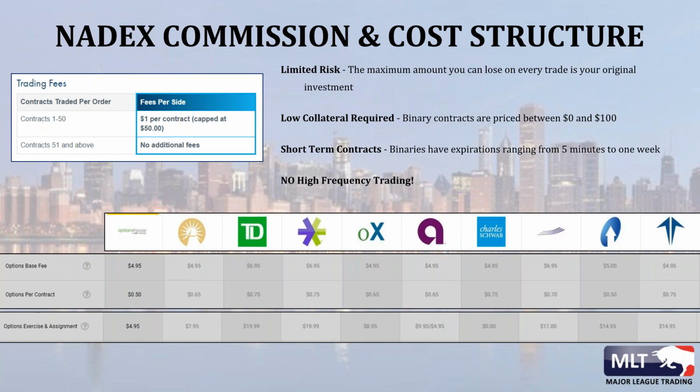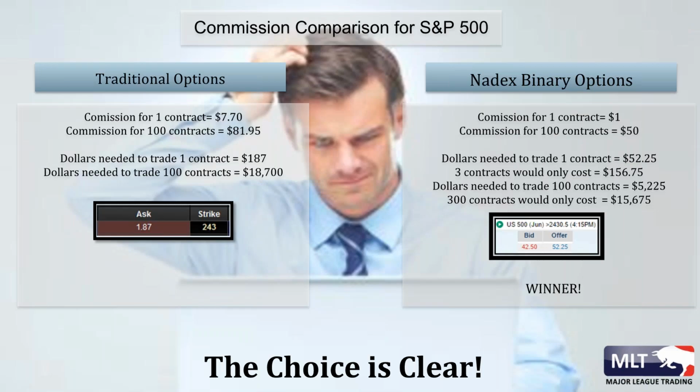With binary options, it's $1 per contract. That's it. And if you get to 50 contracts or above and you start sizing up, there are no additional fees. So as you size up, as you begin to trade more and more options contracts, as your account grows, the cost actually lowers as far as commission costs on your trading, which is awesome. So 51 contracts and above, no additional fees. Everything below that, it's $1 per side flat fee. Simple as that.